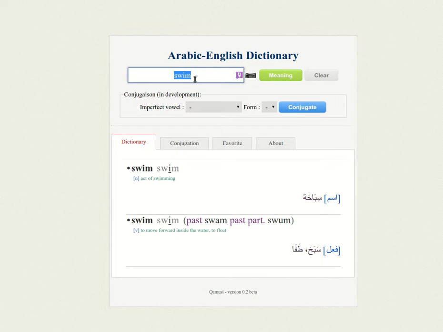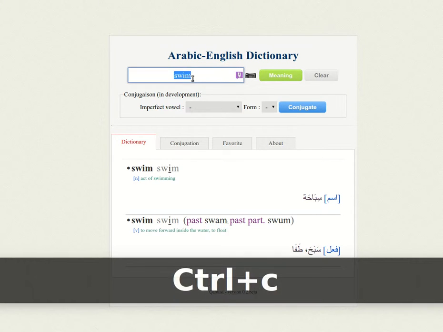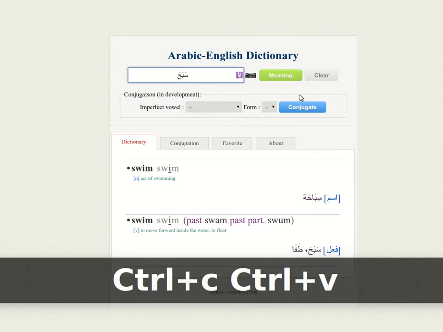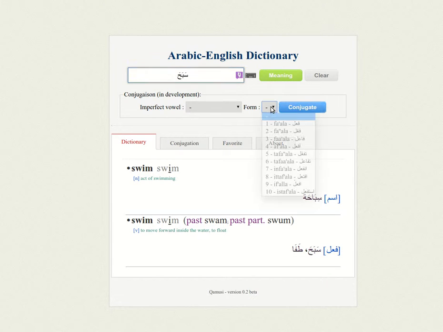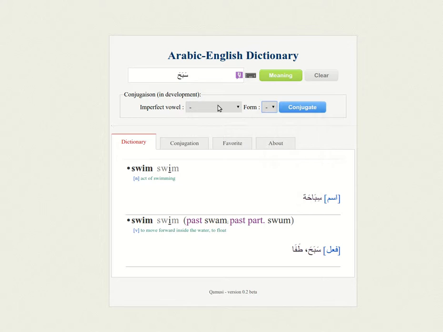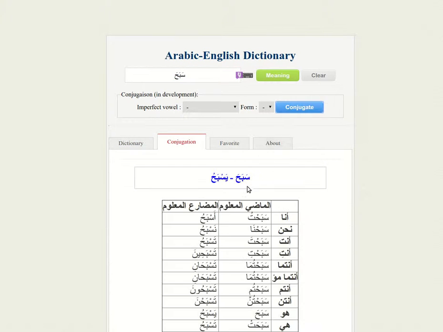So now about the conjugation. If you have this verb, I can copy it and paste it here, and I will go to translation. Okay, here we have the forms. We have the imperfect vowel in the middle for the first form of verbs. We said فعل, فعل, or فاعل, but it doesn't matter. Let's just try the first one. سباحة. Conjugate. I have the right verb.